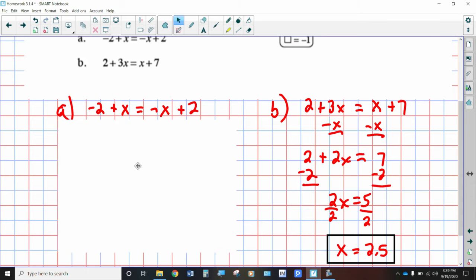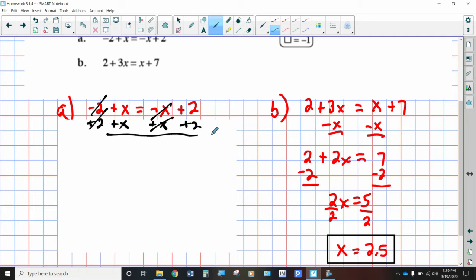All right. So this is what I would do. I would say, since I'm going to collect my x's on this side, I'll add an x to each side, which is going to cancel them out, right? And in the exact same step, I'll take care of adding the 2 to each side to cancel them out. So we've got our equal sign here.